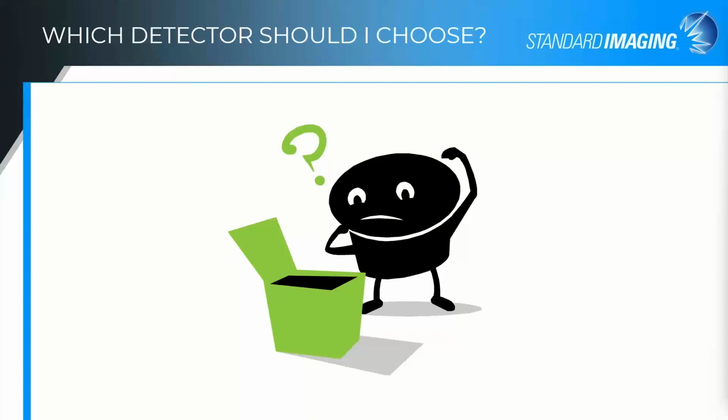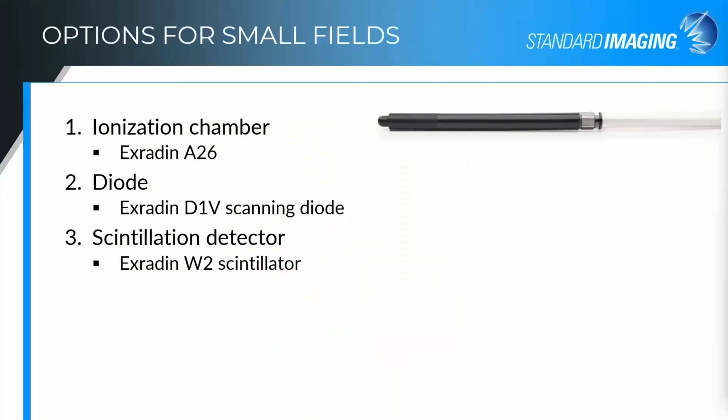So that's a lot of problems to consider. That's a lot of complications to think about. The question at the end of the day is, what detector should I use? What can I pick that I can actually trust? And I would say, first of all, we have options for you. The A26 Exradin ion chamber is an excellent small field detector. We have the D1V scanning diode, and then, of course, the W2 simulation detector.